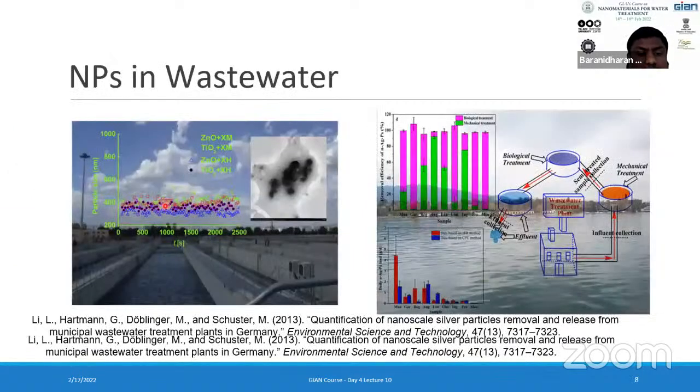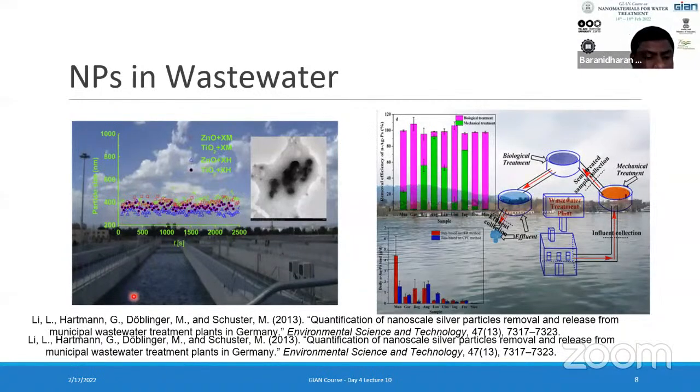So for nanoparticles in wastewater, it is not only about what has been quantified; the researchers are also eager to know their concentration in the environment. Several attempts have been made to divide the wastewater treatment plant into two or three segments, that is the primary segment, or otherwise the influent segment, and the effluent of the treatment.